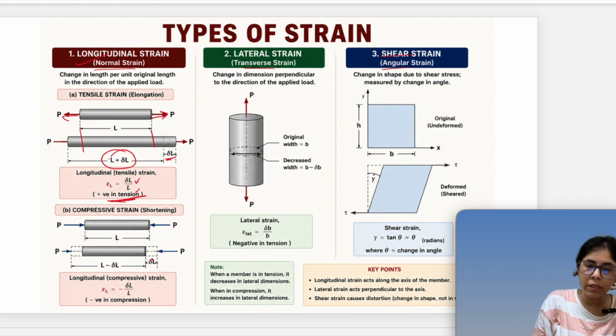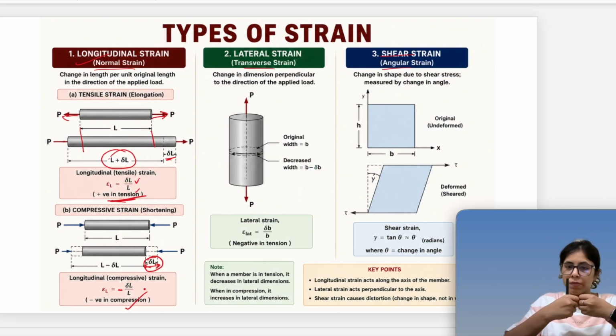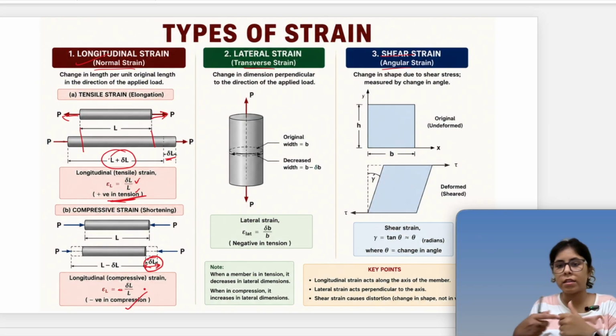Now in compression, the length was shrinking. It's reducing, which means I'll be putting a negative. So compression is a negative strain. If there is an increase in the length, it is positive. If there is a decrease in the length, it is negative.